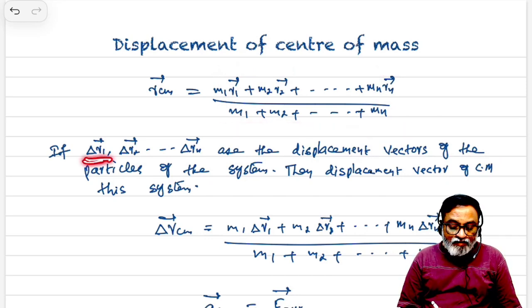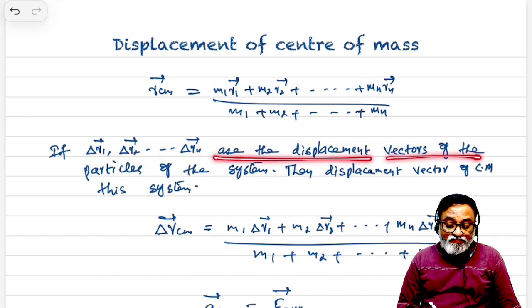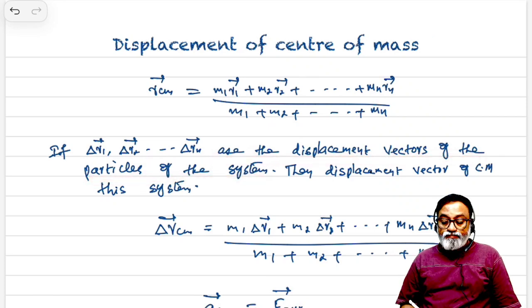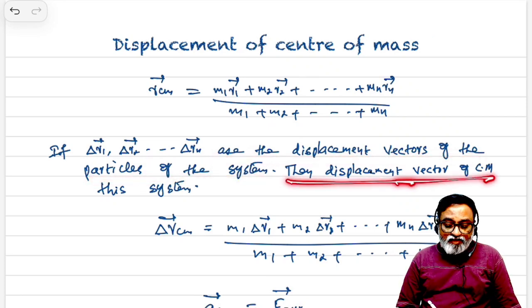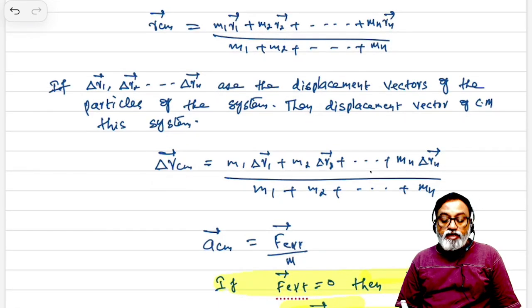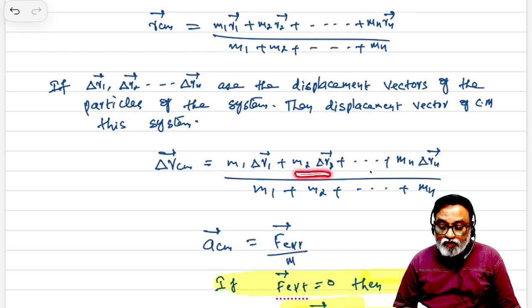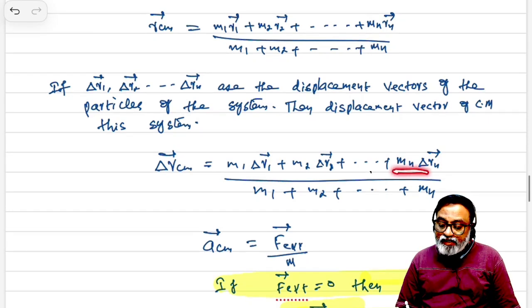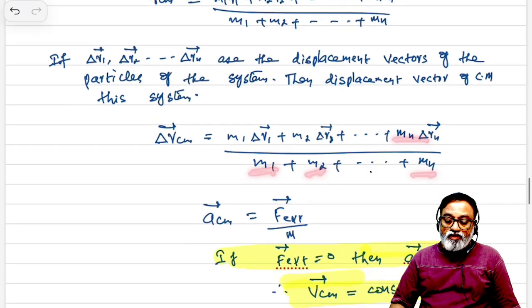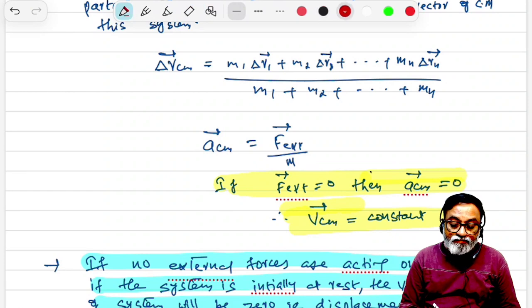If delta R1 bar, delta R2 bar and so on delta Rn bar are the displacement vectors of the particles of the system, then the displacement vector of center of mass, that is delta RCM bar, is equal to M1 delta R1 bar plus M2 delta R2 bar and so on Mn delta Rn bar, by M1 plus M2 and so on Mn. This is the formula for displacement of center of mass.